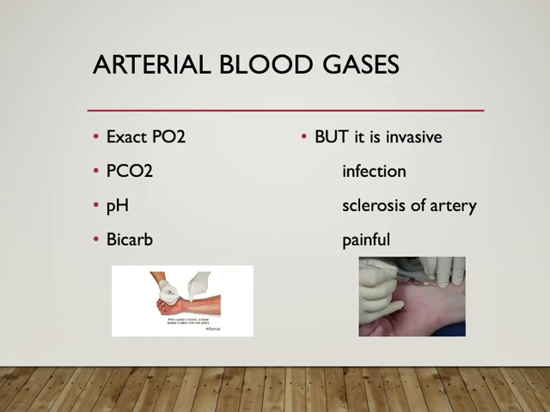Arterial blood gases, remember, I love them, love them, love them, because they give you an exact PO2. It's not an estimate, it's exact. It also gives you PCO2 readings, pH, and bicarb, so it's fabulous. But it is invasive. It can cause infections. It can cause sclerosis of that artery.